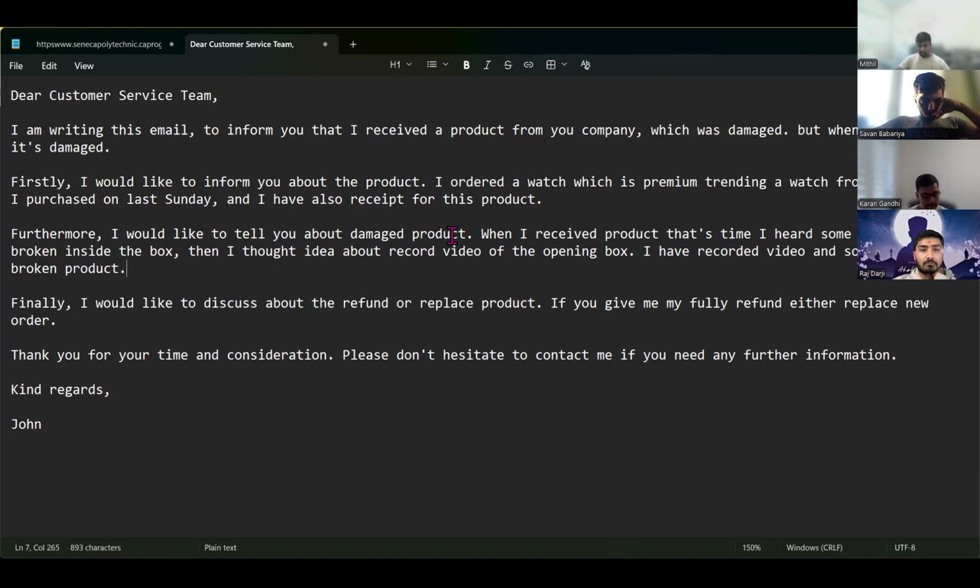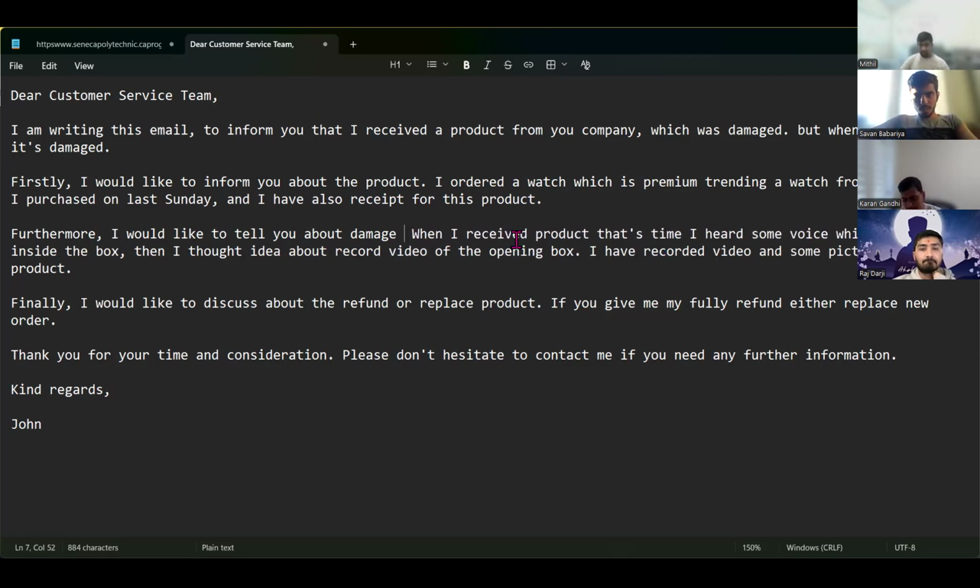So furthermore, I would like to tell you about the damage. Product के बारे में आपने ऊपर बोल दिया है. Now you want to talk to them about the damage, not about the damaged product. And then you are continuing that when I received the product, I think what you are trying to say is that box में से खड़खड़ाता हुआ कोई आवाज आ रहा था, right?